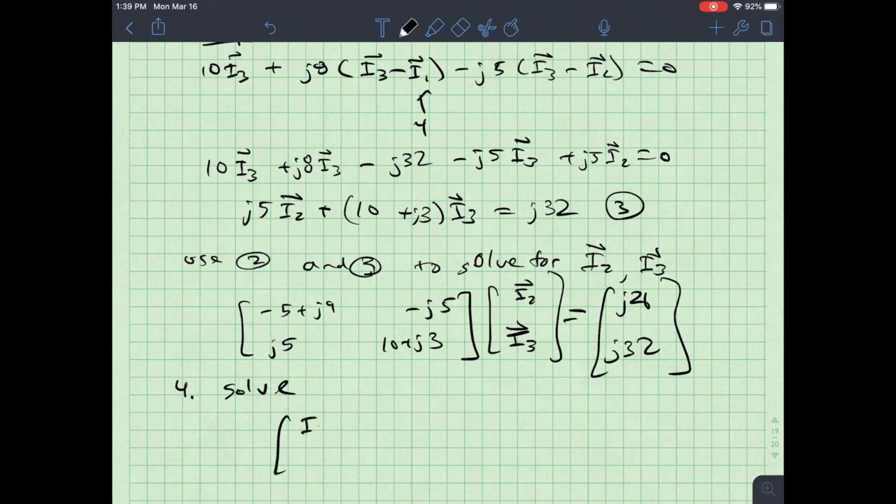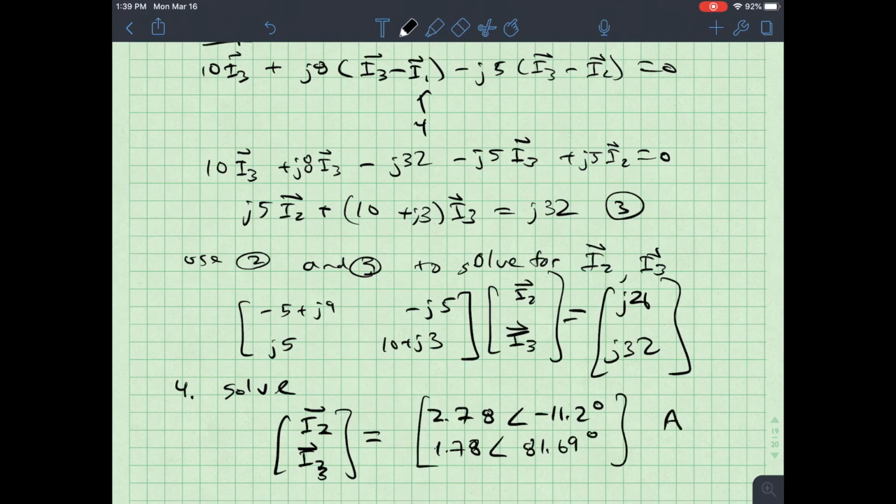Plugging this into Python or MATLAB or whatever actually likes to work with complex numbers, I'll get 2.78 angle negative 11.2 degrees for I2, and I'll get 1.78 angle 81.69 degrees for I3. Of course, these are measured in amps.